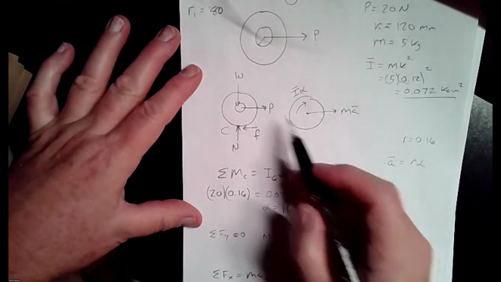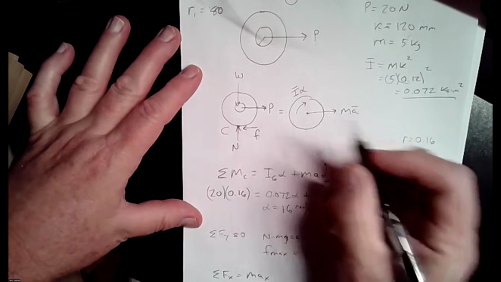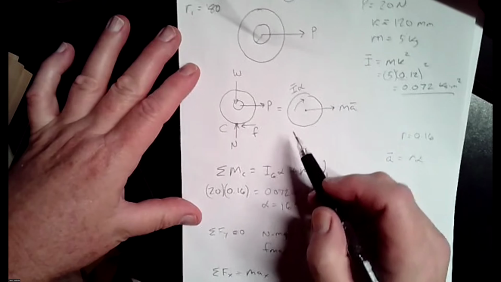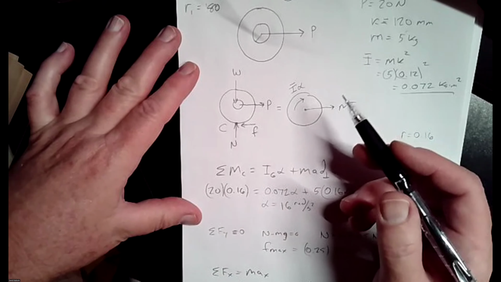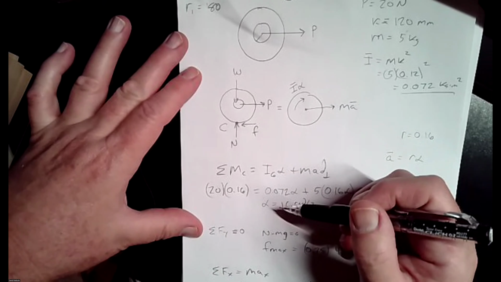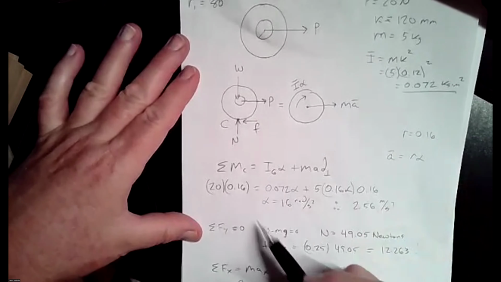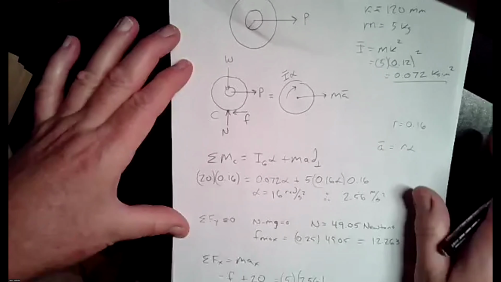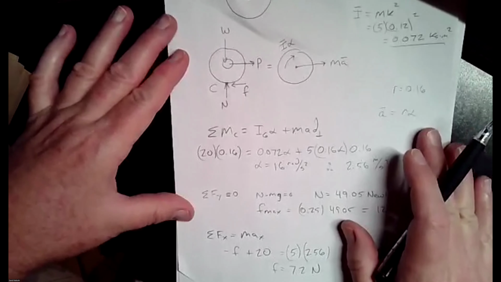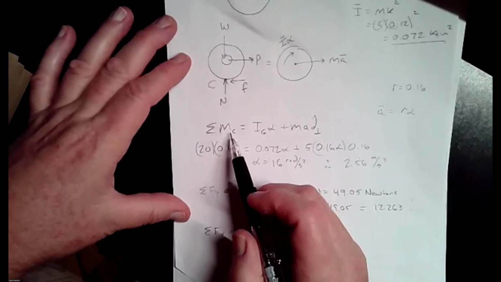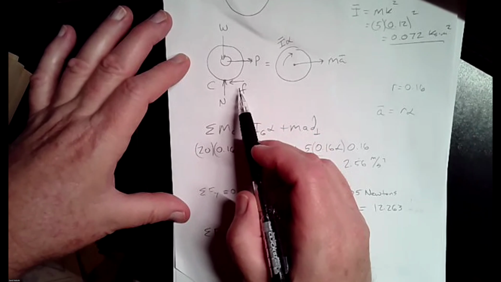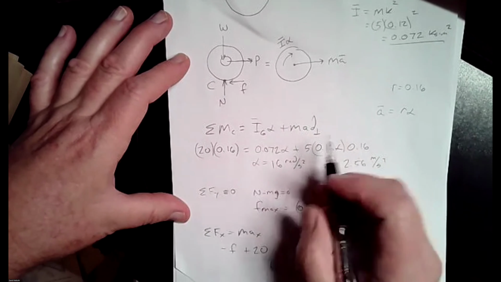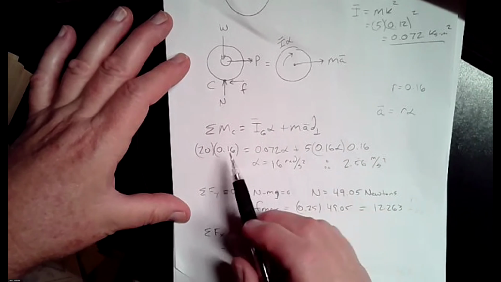All right. So then we can say that this is equal to our I alpha, MA. Now, if you know how to solve this, go ahead and do it and then come back. But if you're not sure, the process goes like this. And again, pause anytime. The more you do this on your own, the better you're going to be on the final. So I'm going to take moments about C because that gets rid of the weight, the friction, and the normal force. And that's going to equal I alpha plus MA d perpendicular, which is going to be what?